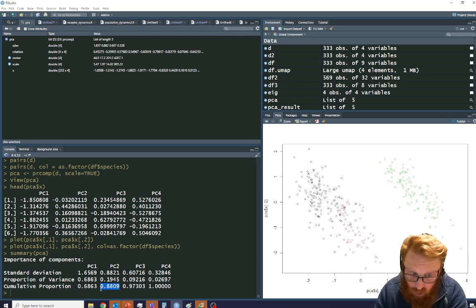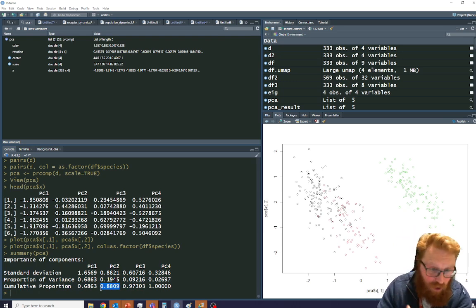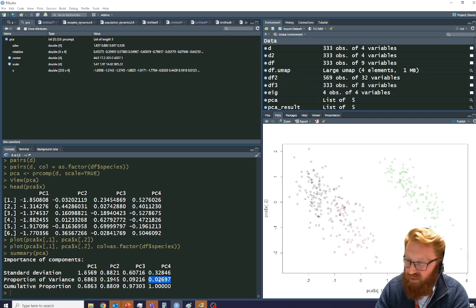It tells us there's huge collinearity in our data, i.e. there's lots of these dimensions that are unnecessary. Right? And you can see that because PC4 only explains 2% of the variance of the data. So basically there's no information in PC4. PC3 only explains 0.9% by itself. PC2 explains 19.5%, and PC1 explains 68.6%, right?